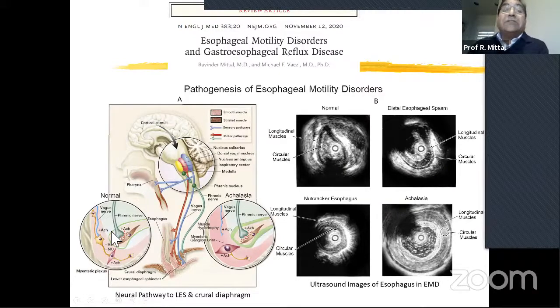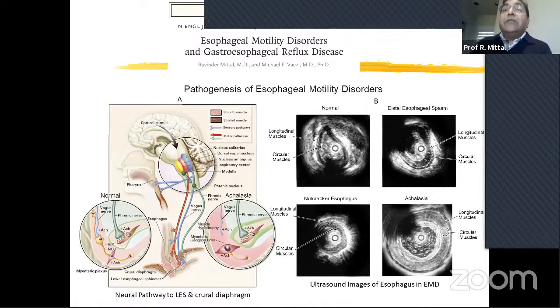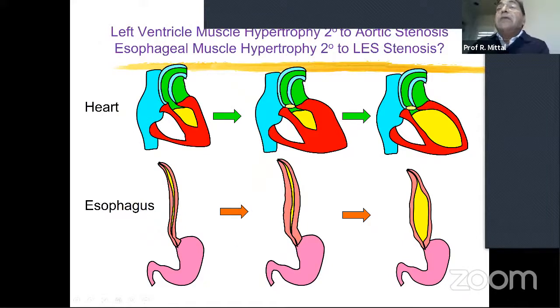So a lot of emphasis on these motility disorders is on the enteric nervous system, degeneration of the inhibitory neurons or excitation of the excitatory neurons. But I believe that another major problem is the muscle itself. It's hypertrophied or it's atrophied, which is not emphasized in the pathogenesis. And the reason I emphasize it, and I believe this is based on my 30 years of work, is that the fundamental problem in all motility disorders is actually the lower esophageal sphincter. Why do I say that?